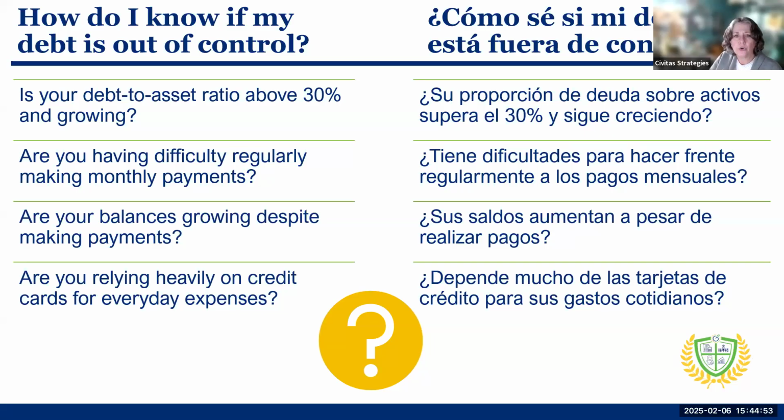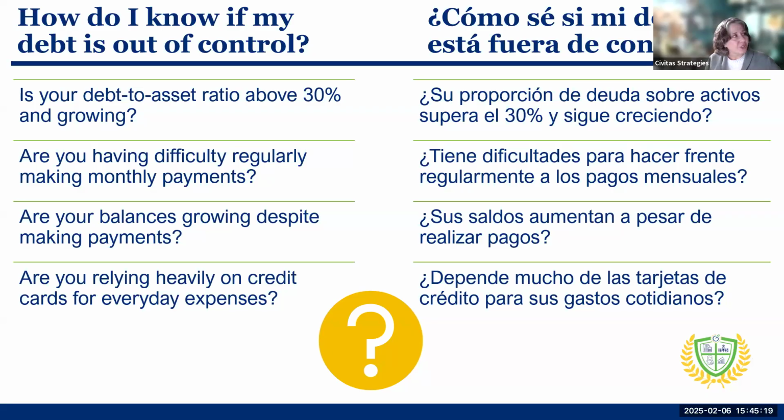We don't want it to control us. So basically, again, let's look at the debt to asset ratio. Are you having a sign of your debt being out of control? Are you having difficulty making the monthly payments, right? So if our debt to asset ratio is above 30%, we're having difficulty making monthly payments.